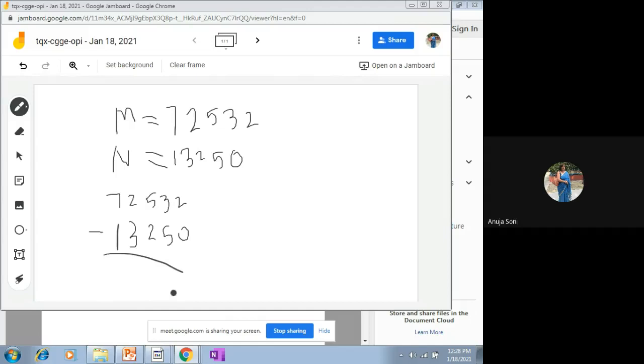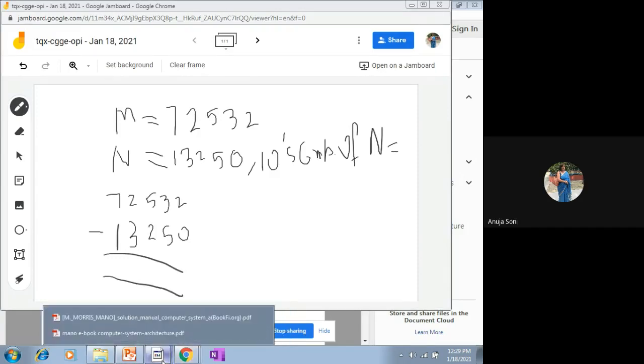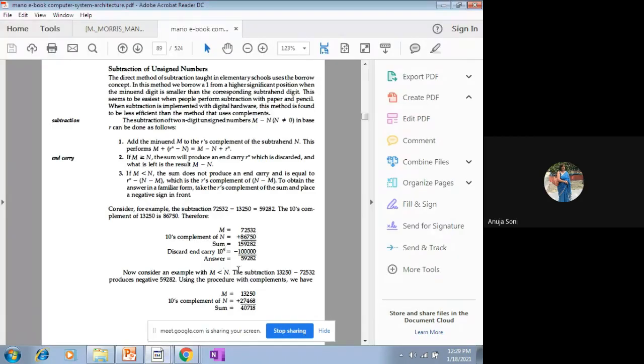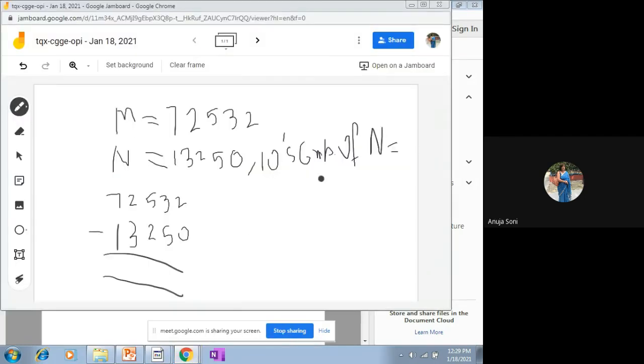So you will have to take the tens complement of n. You will have to find the tens complement by using the same formula as we studied earlier. The tens complement of n is coming out as 86750.